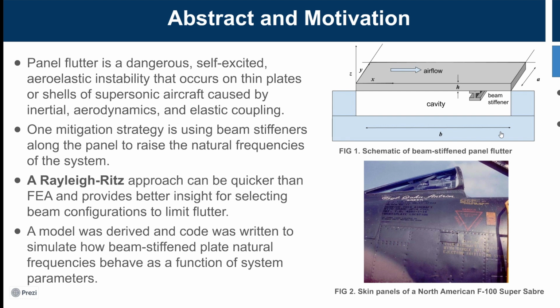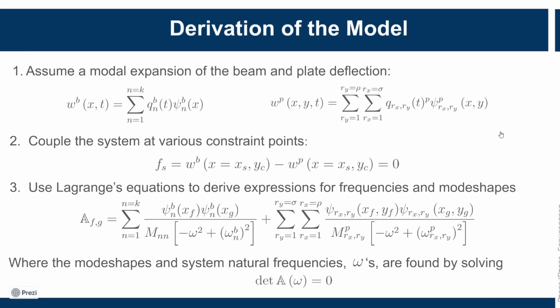The Rayleigh-Ritz method has two main advantages. One, it is less computationally expensive than FEA, and two, whereas most FEA codes are a black box, this Rayleigh-Ritz method provides analytic expressions for the natural frequencies and mode shapes, which provides insight into how system parameters affect these outputs. I now want to talk about the structural dynamics model.